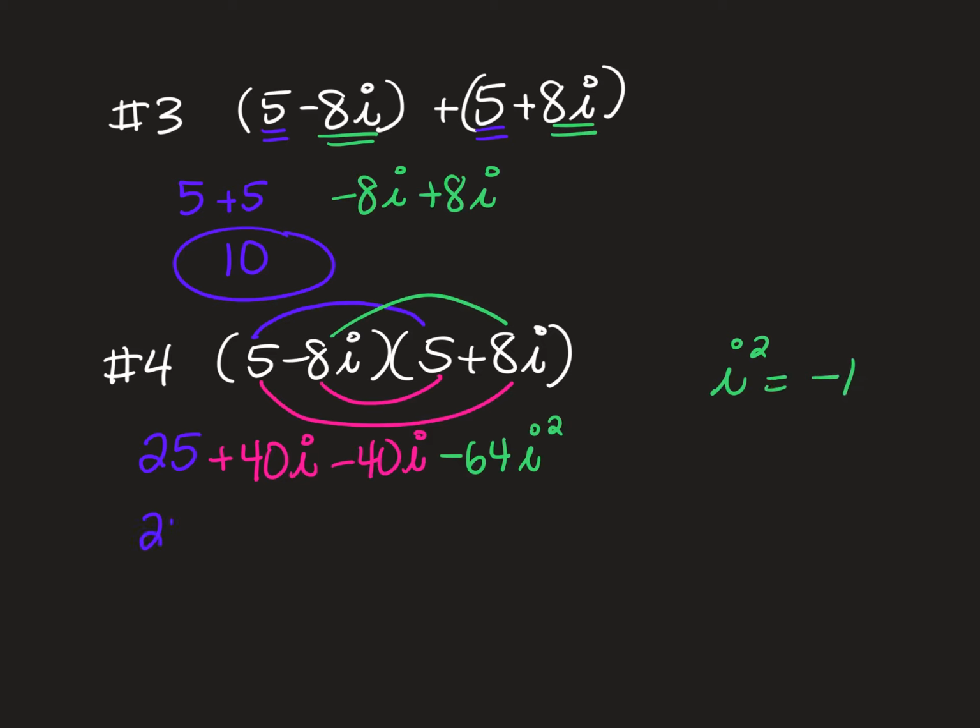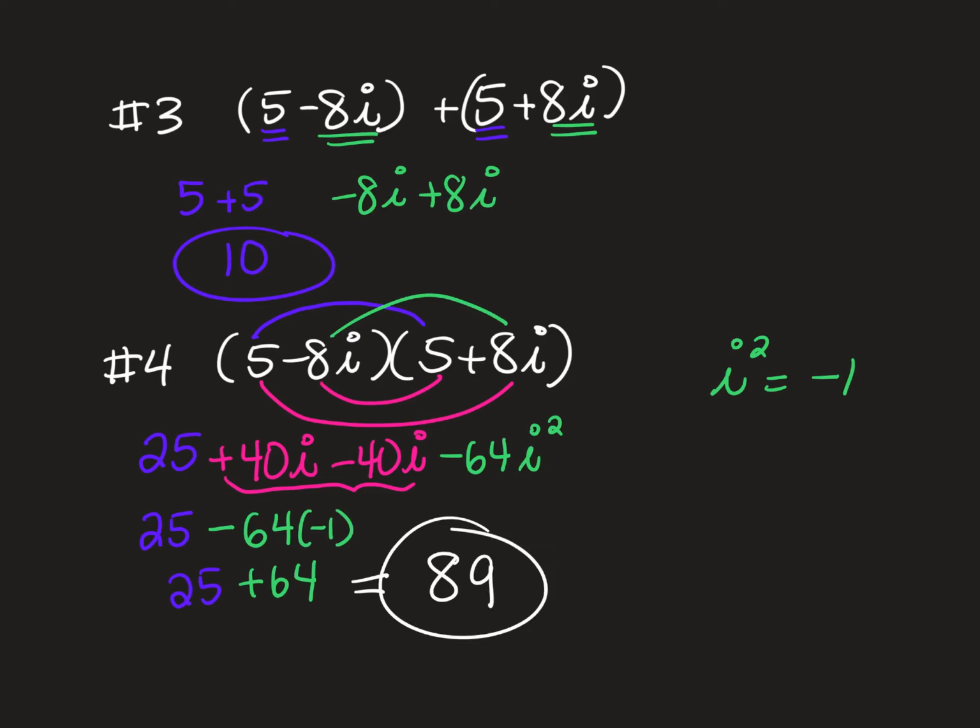So really what we have here is 25. And then these two middle terms here are just going to be 0. So we have minus 64 times negative 1, which that's really saying 25 plus 64. And when you add 25 and 64 together, you get 89.